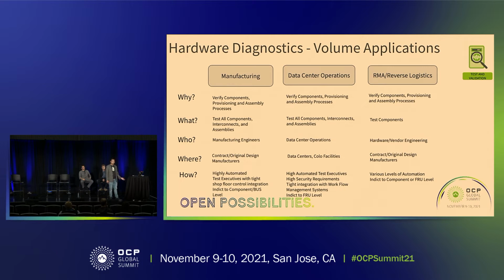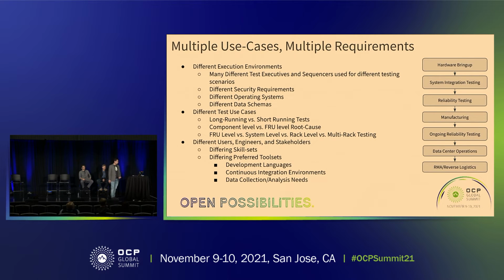We're looking at data centers who actually implement this hardware and are actually going to use this hardware on a day-to-day basis. We're looking at RMA people who are wondering, how reproducible is this failure that I have in my data center, and can the manufacturer actually reproduce the same failure? So the stakeholders consistently change throughout the life cycle of your hardware, and things are evolving consistently throughout the entire life cycle.